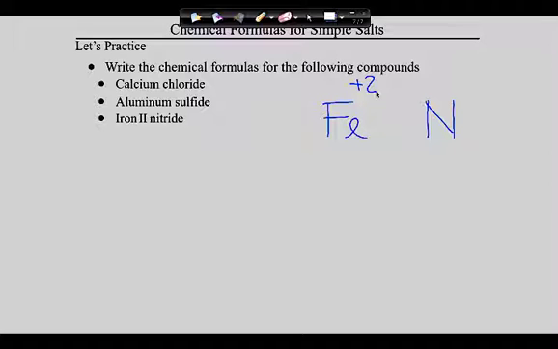Now guys, we need nitride. If you look at nitrogen, it's got a pant load of charges. Which one do we use? The only one that's negative, which is what? -3.